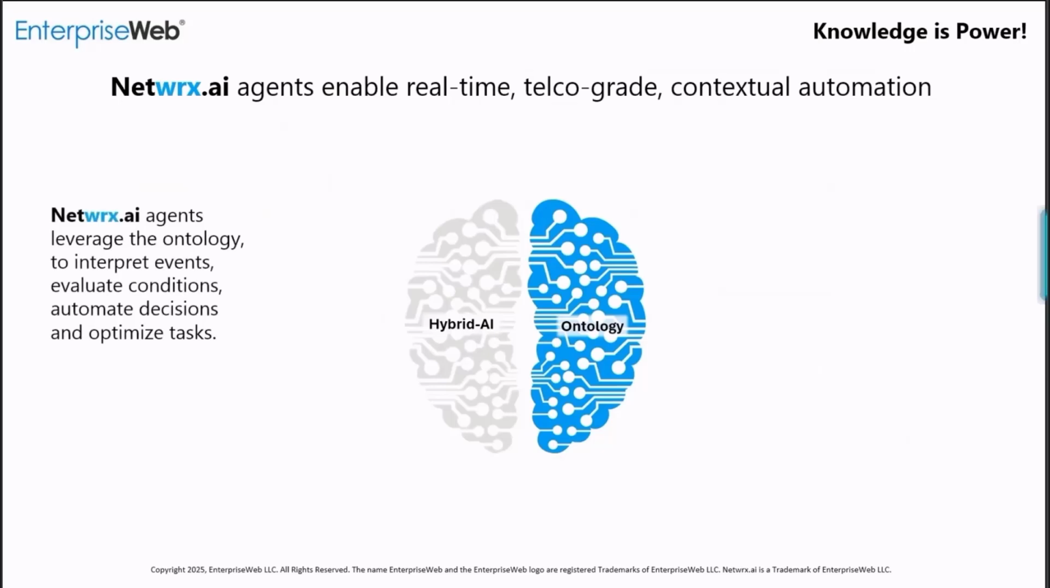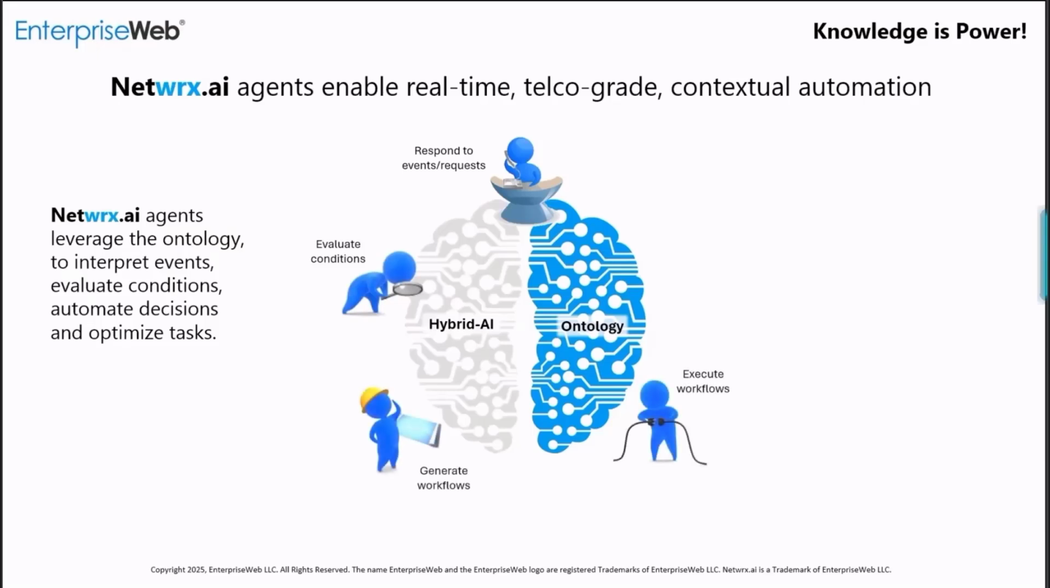The agents leverage, as I mentioned, the ontology to interpret events, evaluate conditions, automate decisions, and optimize tasks. So the agents respond to events and requests, they evaluate the conditions, they generate workflows, they execute the workflows, they deliver payloads, and including providing a trace of every step that they took, of every action that they took, including every token that they used. It's all itemized in a real-time trace and log for both troubleshooting as well as audit.